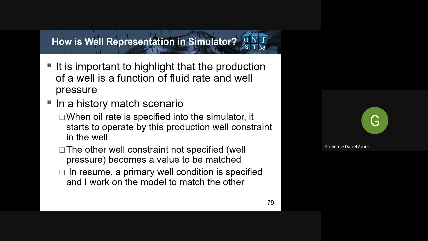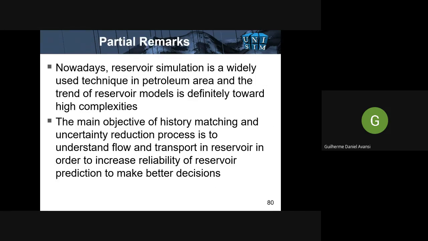So the partial remark that we have here: we know that reservoir simulation is a widely used technique in the petroleum area, and the trend of reservoir simulation models is toward high complexity. And the main objective, when you are talking about a model that needs to be matched and uncertainty that must be reduced, is to understand the flow and the transport in the reservoir in order to increase the reliability of reservoir prediction and make better decisions.